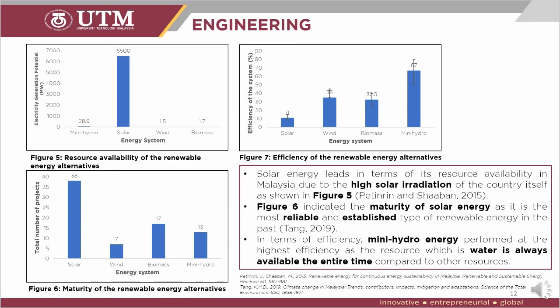From the engineering perspective, as shown in figure 5, solar energy leads in terms of resource availability in Malaysia due to the high solar irradiation of Malaysia throughout the year. In figure 6, the maturity of the technology shows that solar energy is the most reliable and established type of renewable energy in the past. And for figure 7, in terms of system efficiency, mini hydro energy performs at the highest efficiency as the resource, which is water, is always available the entire time compared to the other resources.